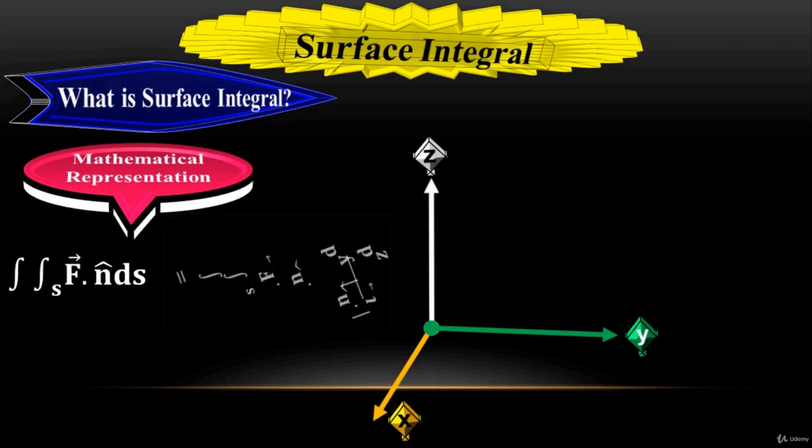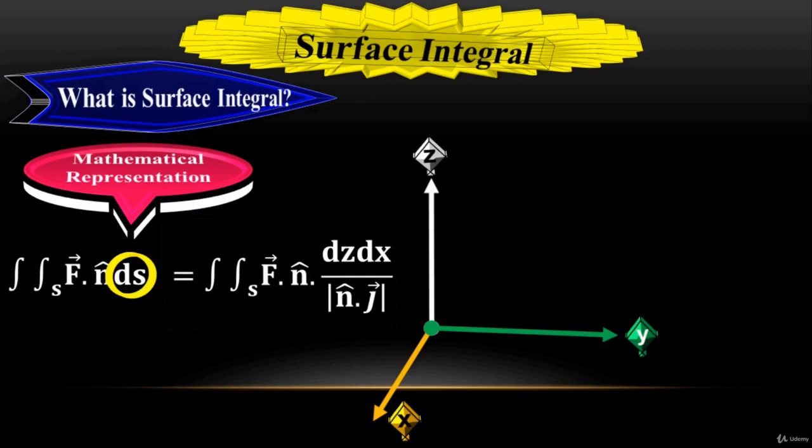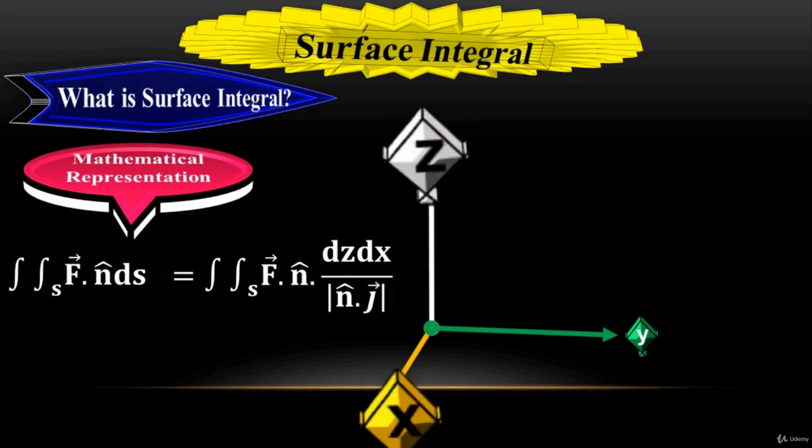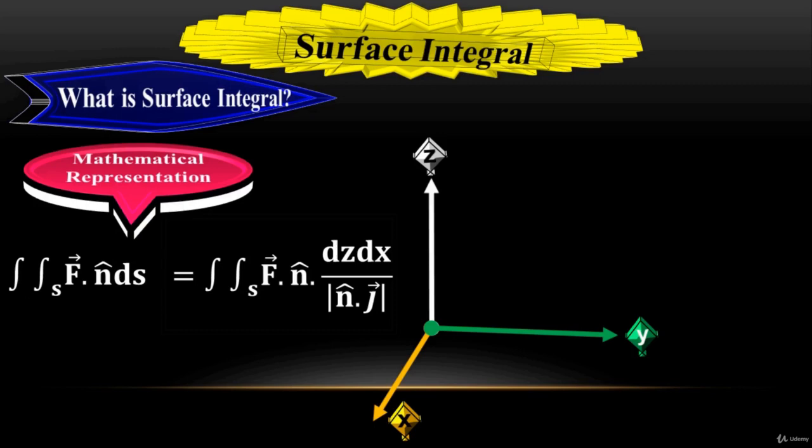Let me check it in the third case. If ds equals dz times dx, or magnitude of n cap times j, now the object lies in xz plane, and therefore I put dz times dx. So perpendicular to x and z axis is y axis. Therefore I put j, because j is the unit vector along y axis.